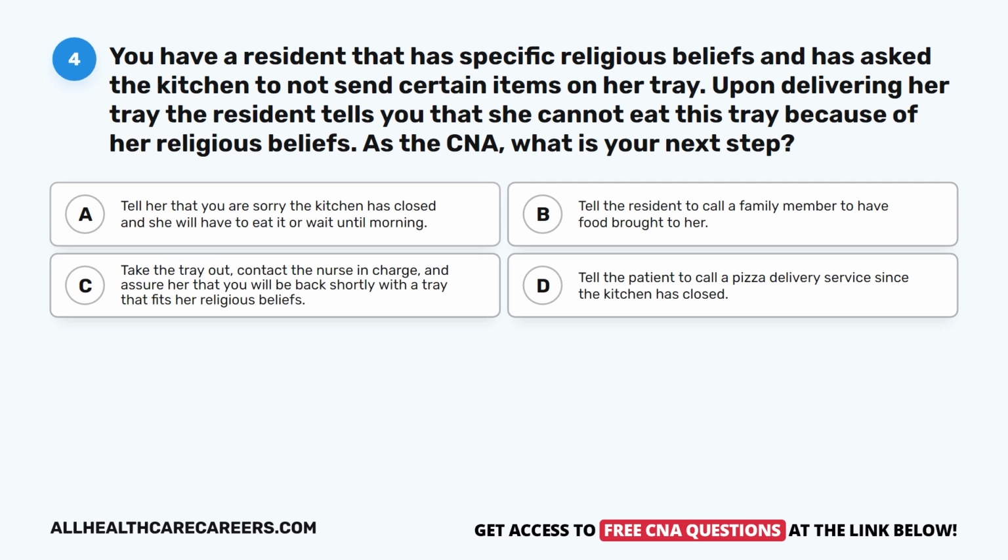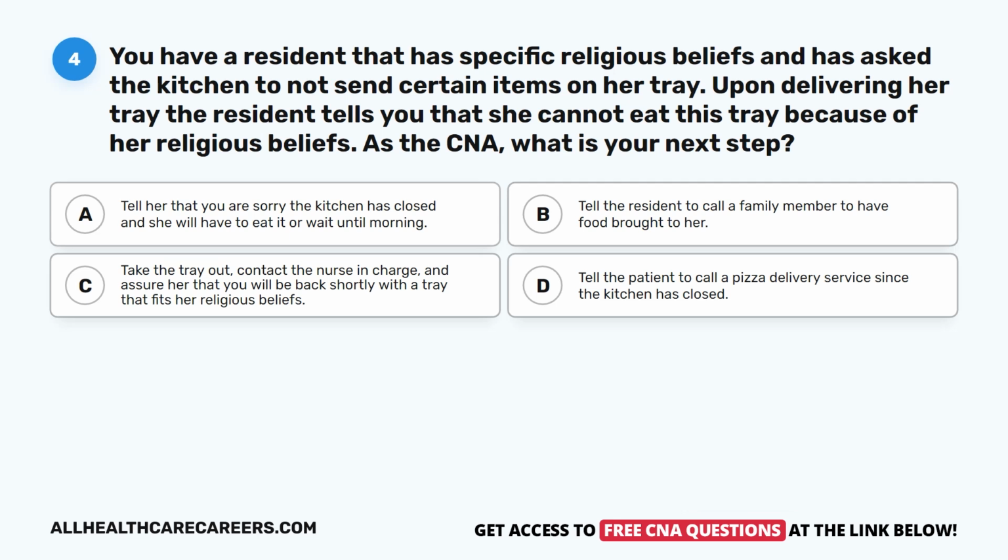Question 4. You have a resident that has specific religious beliefs and has asked the kitchen to not send certain items on her tray. Upon delivering her tray, the resident tells you that she cannot eat this tray because of her religious beliefs. As the CNA, what is your next step? A. Tell her that you are sorry the kitchen has closed and she will have to eat it or wait until morning. B.